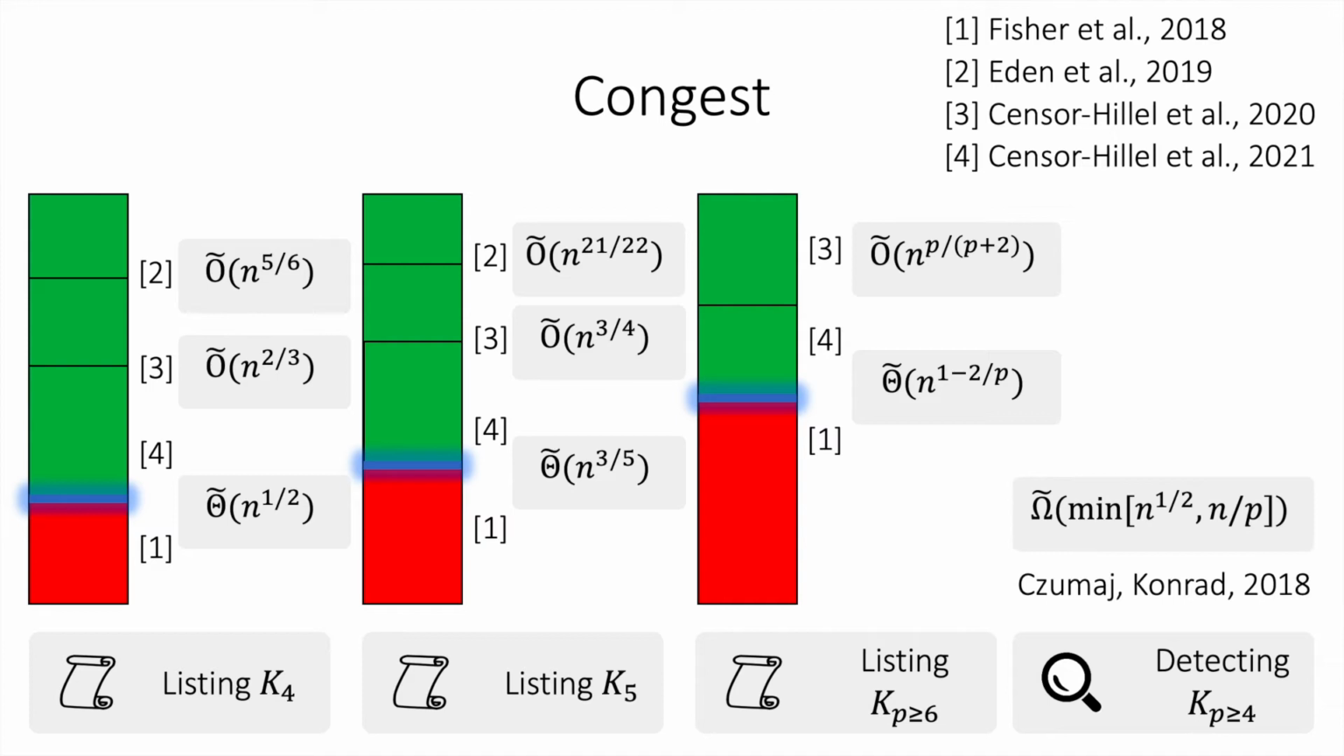Further, it's also known that for cliques of size 4, the time required to list or detect cliques of size 4 in Congest is exactly the same and sits at square root of n number of rounds.